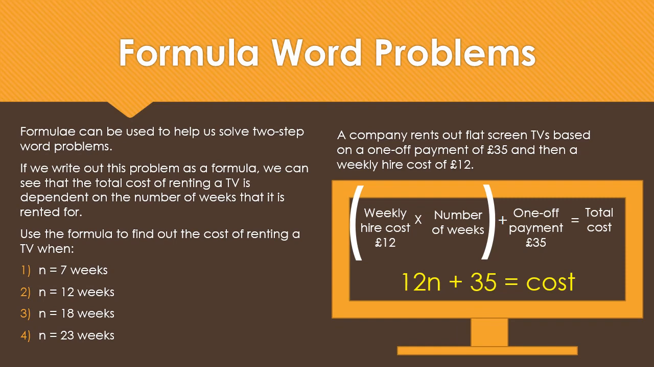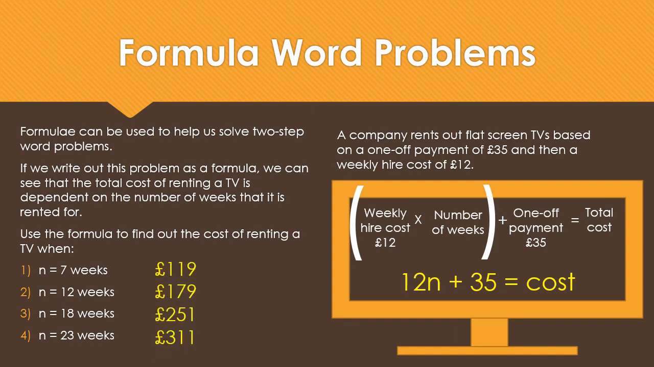Okay, so if it's for 7 weeks, using the formula shown on screen, 12n plus 35 equals the cost, I would like you to find the amount that you would have to pay for hiring the television for 7 weeks. And then do the same as if you were hiring it for 12 weeks, 18 weeks, and 23 weeks. Pause the video here whilst you write down your answer. Fantastic. Let's go through our answers.